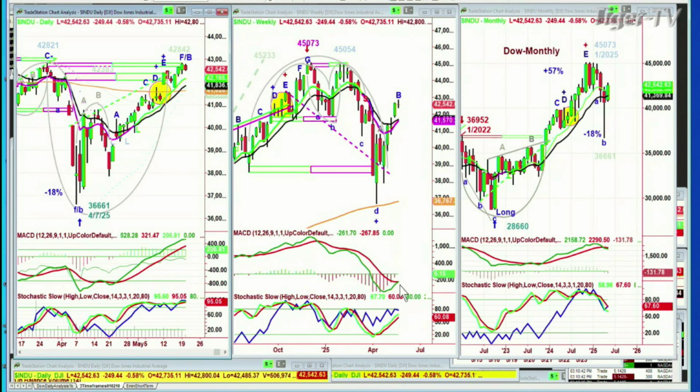And if you look at the weekly, we're waiting for the MACD to cross positive, waiting for the pink 9-period moving average to cross positive.